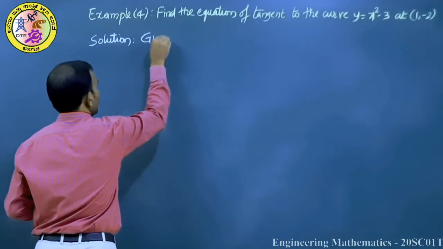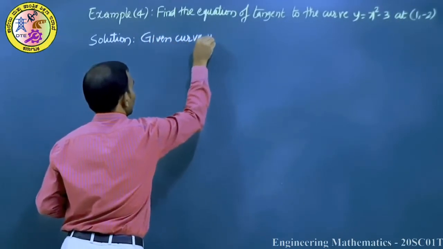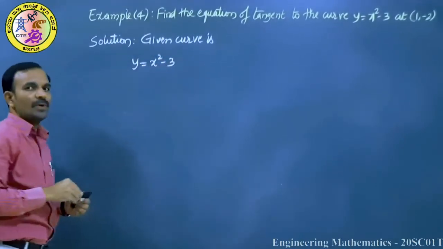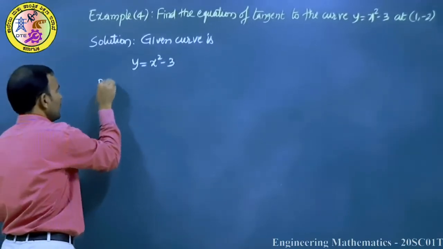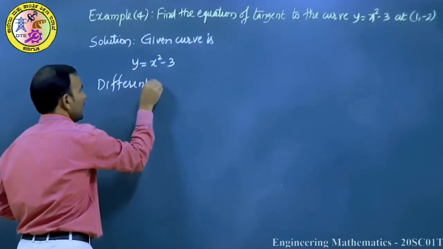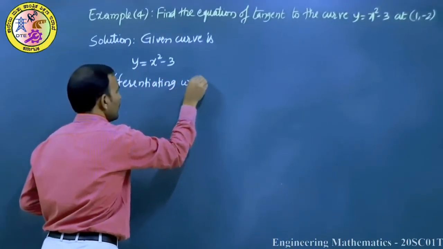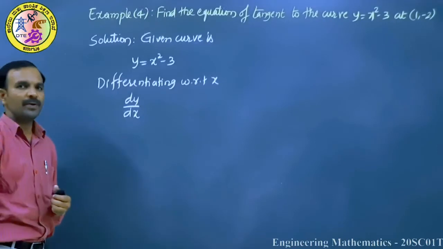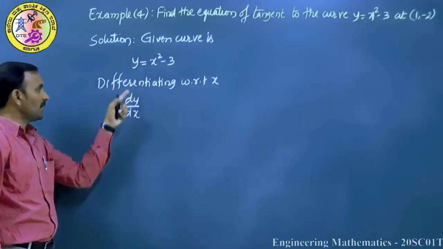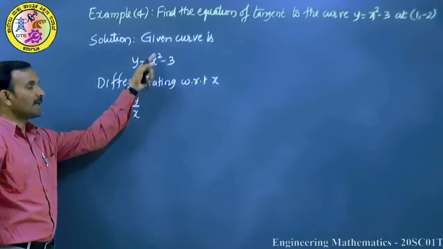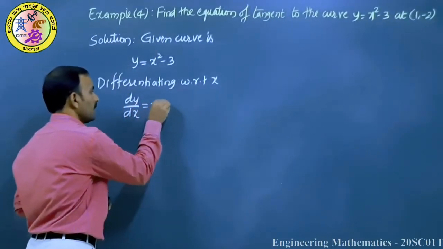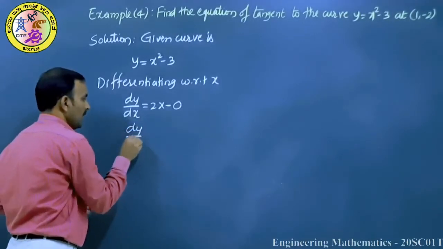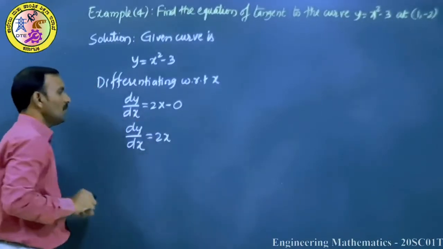Solution: the given curve is y equal to x square minus 3. Differentiating with respect to x, dy by dx equal to the differentiation of x square, which is 2x. Minus 3 is a constant, whose differentiation is 0. So dy by dx equal to 2x.